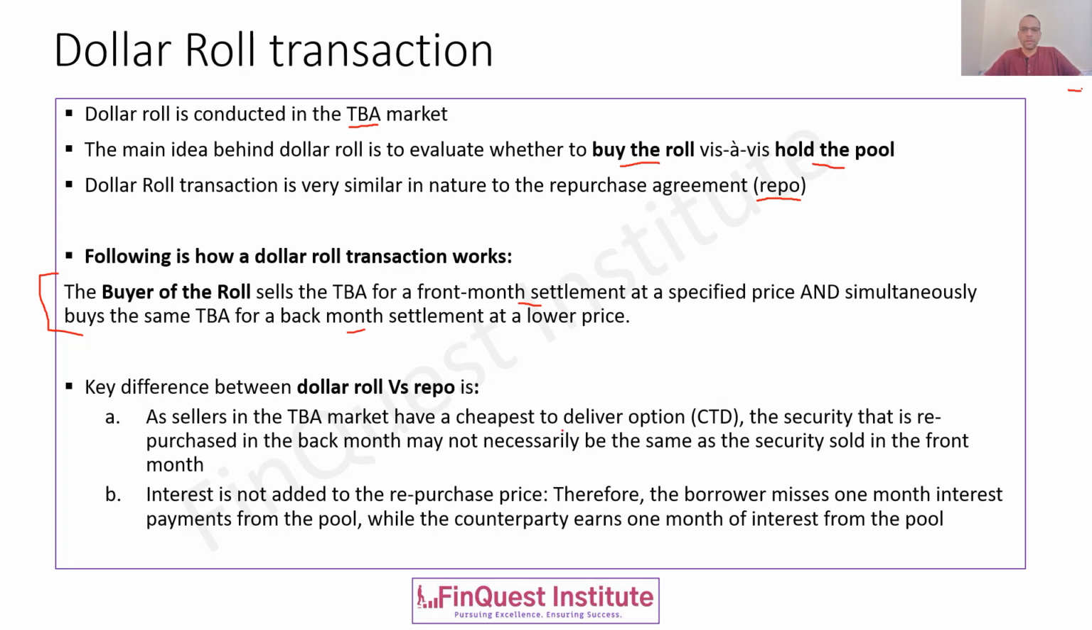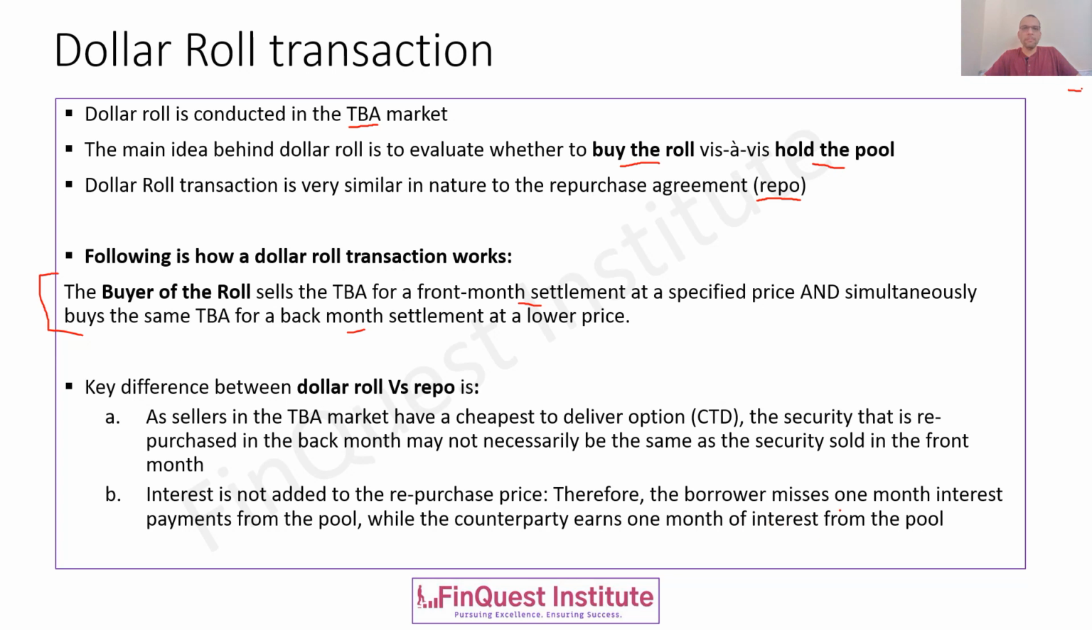A similar concept can be applied here as well. As a result, the security that is repurchased back may not necessarily be the same as the security which was sold in the front month. So there can be differences in securities. Also, interest is not added to the repurchase price. This is in contrast to a repo transaction, where whenever the borrower repurchases the asset, that repurchase has to happen at a higher price, which accounts for the interest. However, in a dollar roll transaction, this interest does not get added in the repurchase price.